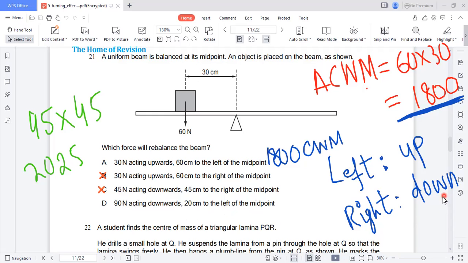And for downward, it should be on the right hand side. Downward force can be on the right hand side. So you can see it is downward, but it is on the left hand side. Due to the left hand side, it is incorrect. So we are left with only one option, which is A.